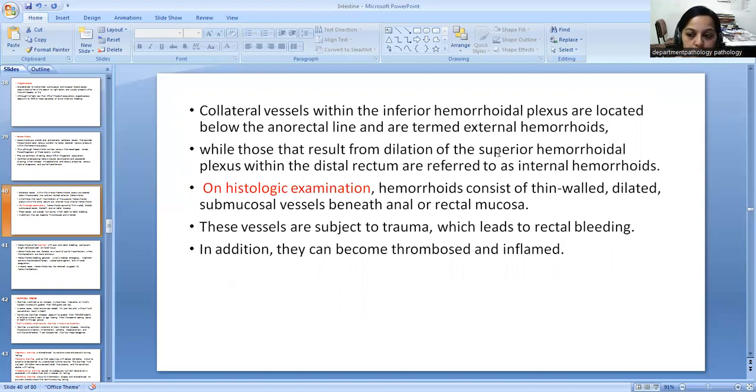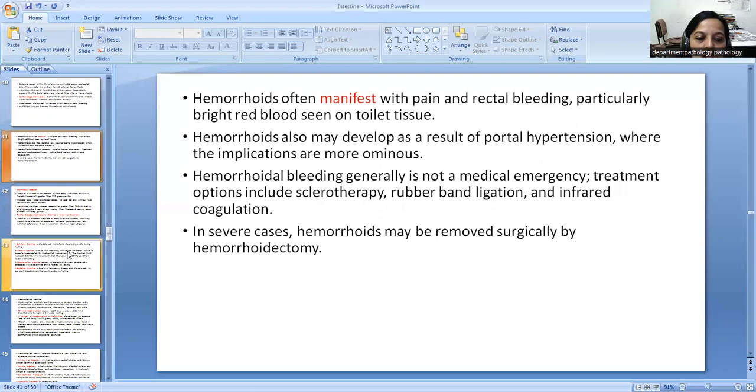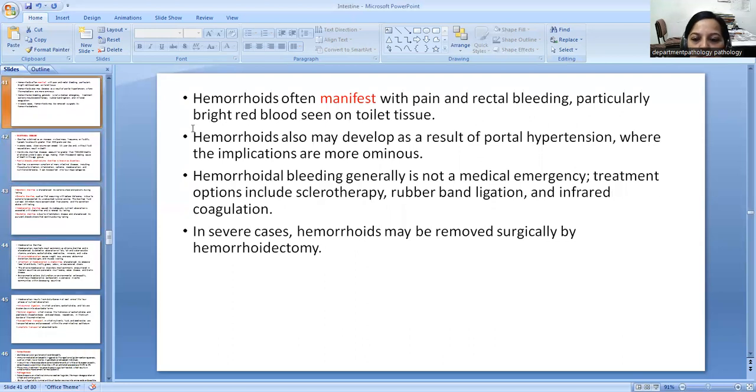On histological examination, hemorrhoids consist of thin-walled dilated submucosal vessels beneath anal or rectal mucosa. These vessels are subjected to trauma, which leads to rectal bleeding. In addition, they can become thrombosed and inflamed. Hemorrhoids often manifest with pain and rectal bleeding, particularly bright red blood seen on toilet tissue. Hemorrhoids also may develop as a result of portal hypertension, where the implications are more serious.